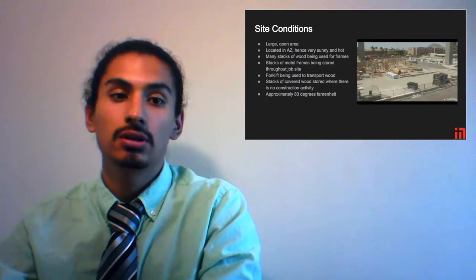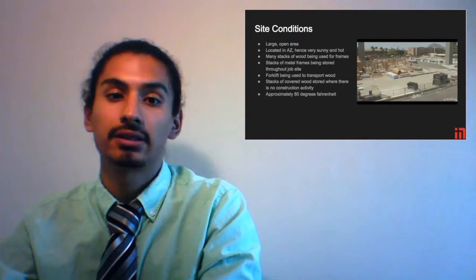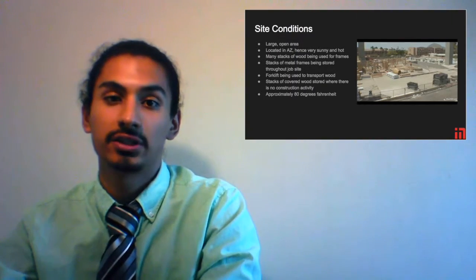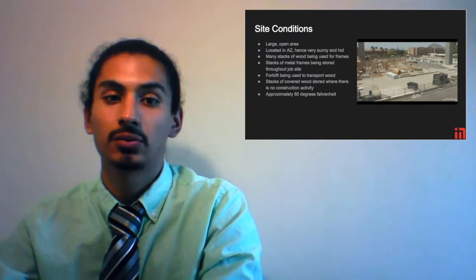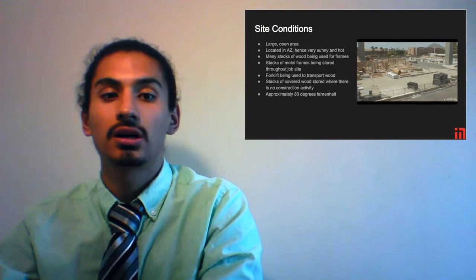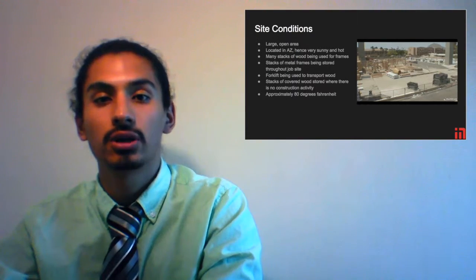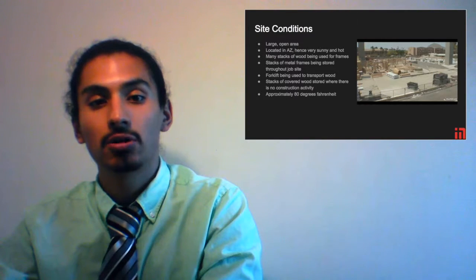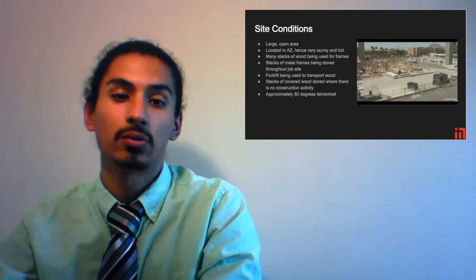There's also 2 concrete elevator shafts that have been erected and are placed opposite each other on the job site on the east and west end. A few forklifts on the site are being used to transport wood from where they're being stored in the open area to where they are being used by the workers.